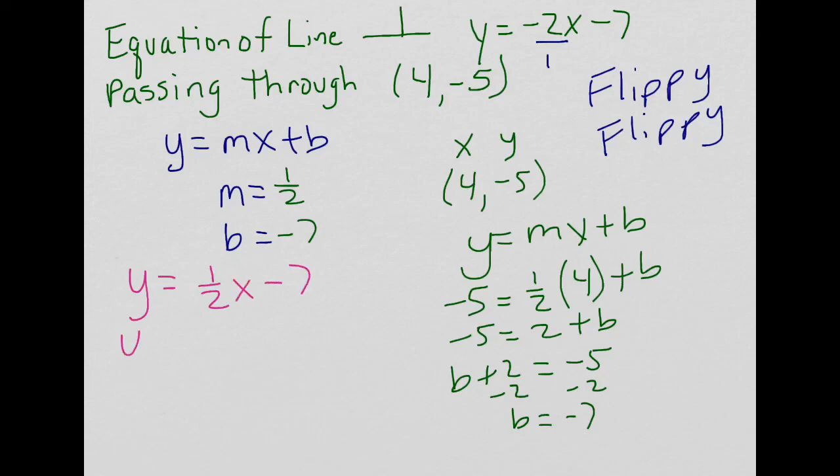And the original equation that I had is y equals -2x minus 7. Now some of you may notice that our y-intercepts are the same. That happens sometimes, but is not true all the time. What we are looking for, though, is our slopes. And we need to look at our slopes. Are they flippy-flippy? Well, if I put that over 1, I'll notice that if I flip 1/2 over, I get 2 over 1. And if I flip the positive sign to a negative, I do get a negative. So I'm done.